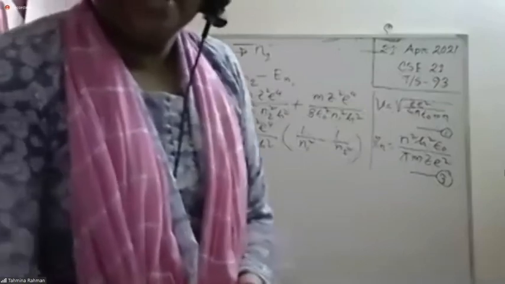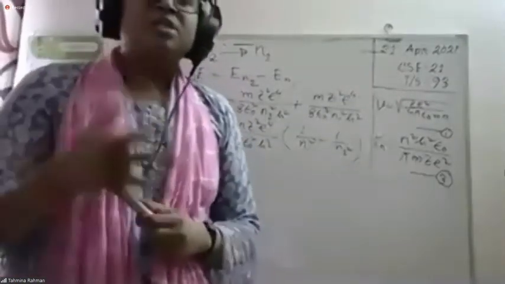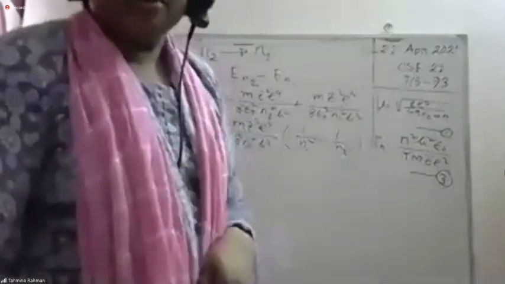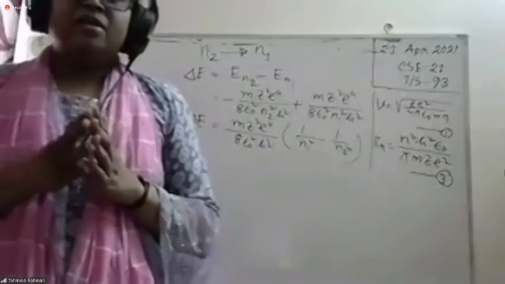It is simply how much energy is radiated if you jump from a higher energy level to a lower one. Okay, so that's all. This is the end of our first class.